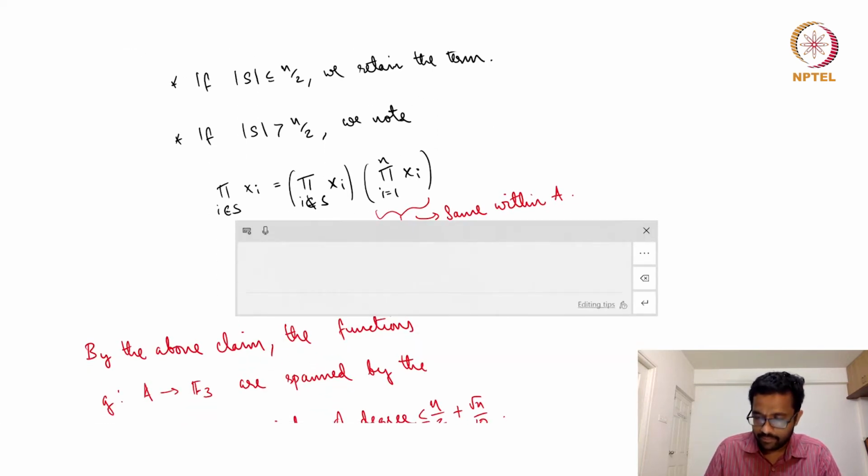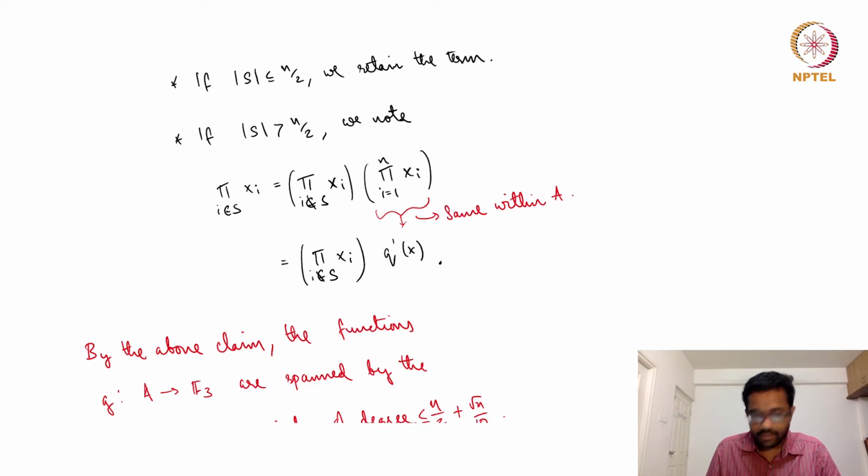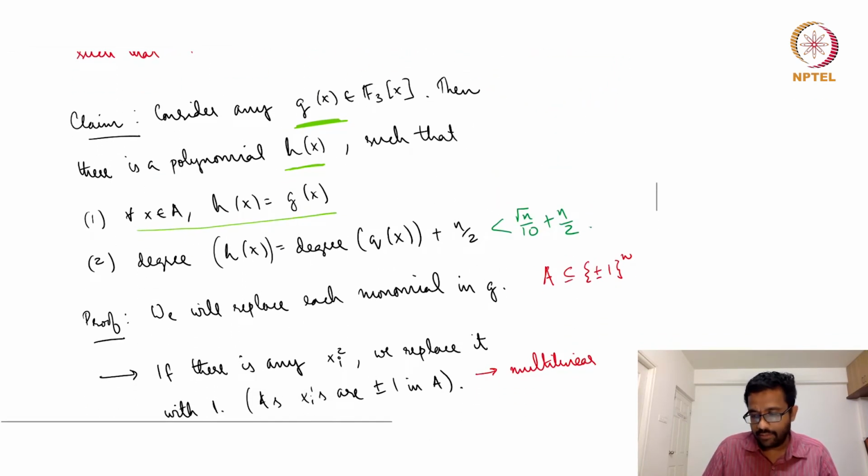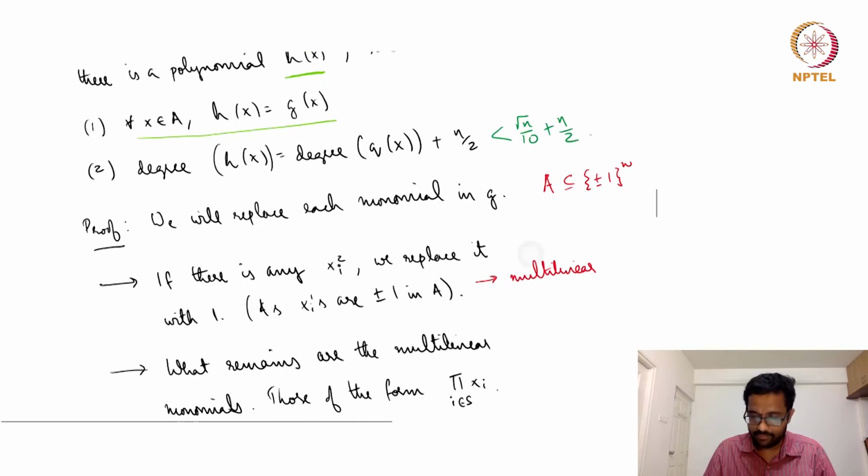So we get this, and since S is assumed to be of size bigger than n by 2, the complement of S will always be at most n by 2, right? So this is degree less than n by 2, and this is degree less than square root n by 10, right? And we get such a polynomial. So we got a polynomial of degree n by 2 plus square root n by 10.